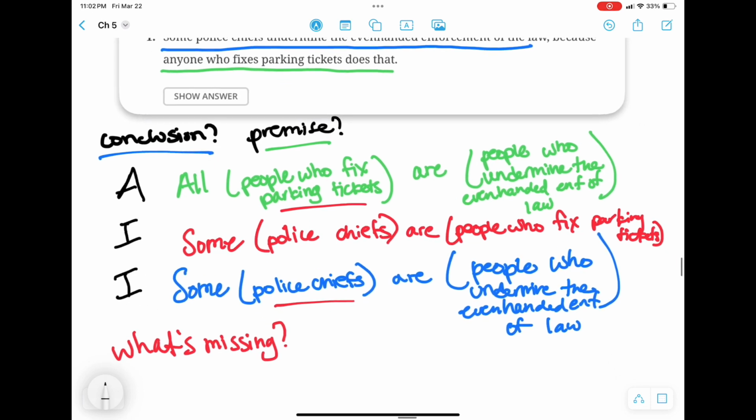So let's use this argument to practice some of our concepts from this chapter. We've got an A, an I, and an I, our minor term and our major term, and our middle term. So we can see that our middle term is diagonal, top to bottom. So what does that mean? That means we are figure 1. So this is an A, I, 1 argument form.